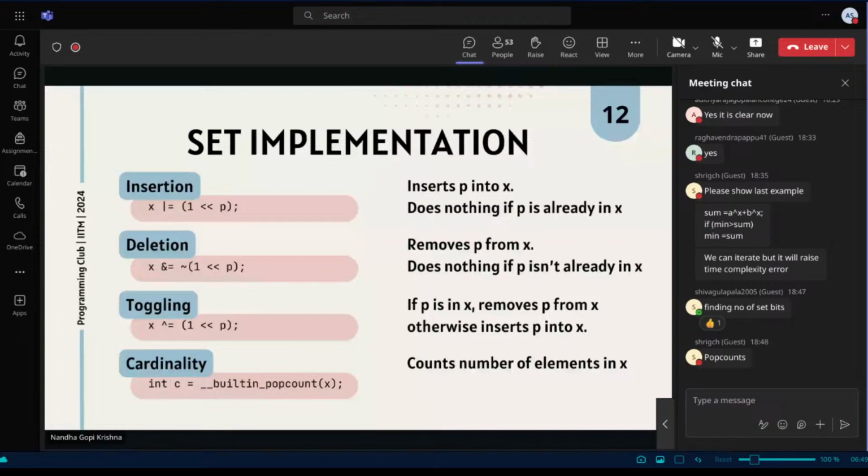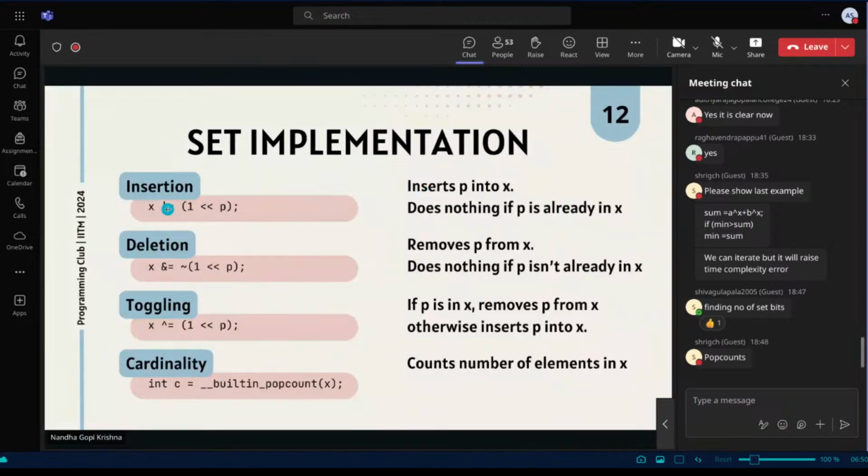I think you might have seen the STL set in the previous sessions. So how do you insert into an STL set? You simply do dot insert. Over here, we simply have to make the kth bit 1, and we don't care if the kth bit was 1 earlier. We simply want it to be 1 regardless of whether it was 1 or 0 in the past. So what does the OR operation do?